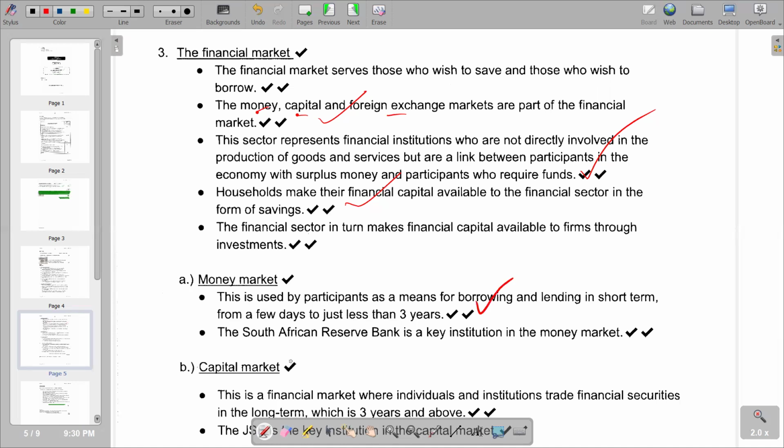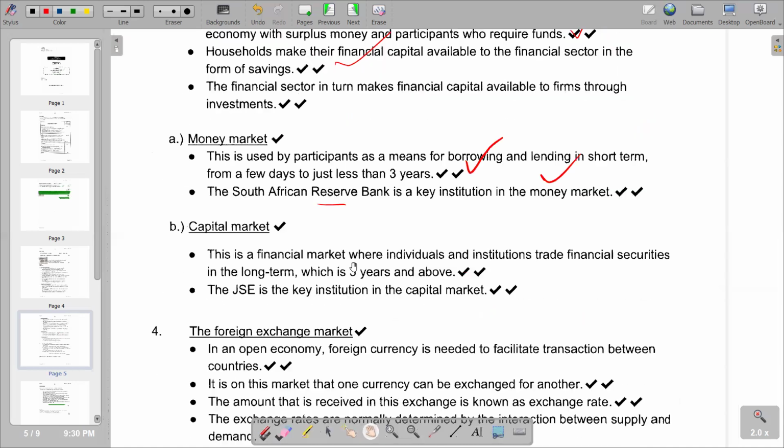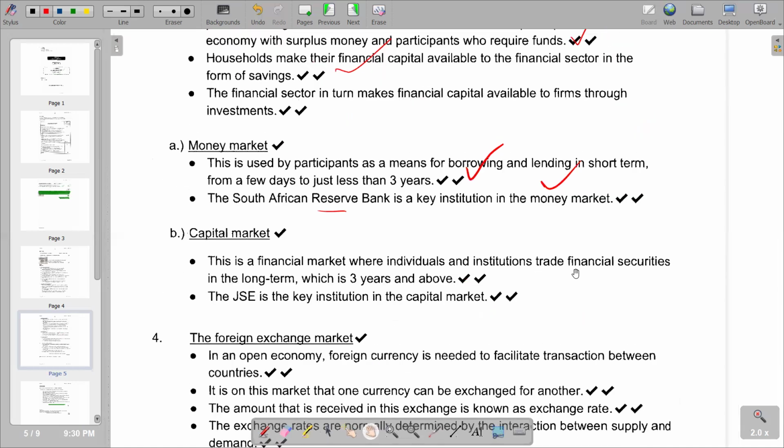The South African Reserve Bank is a key institution in the money market. It is the central bank, and the central bank is the banker to all banks, so it controls activities in the financial sector. We go to the next subdivision, which is the capital market. This is a financial market where individuals or institutions trade financial securities in the long term, which is 3 years and above. The Johannesburg Stock Exchange, the JSE, is the key institution in the capital market.